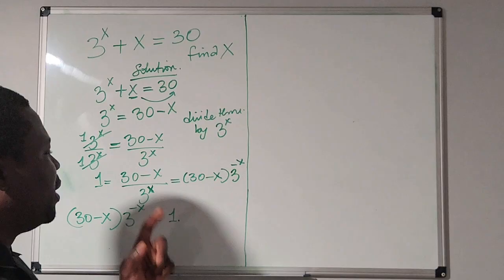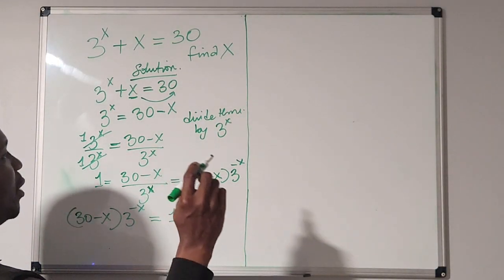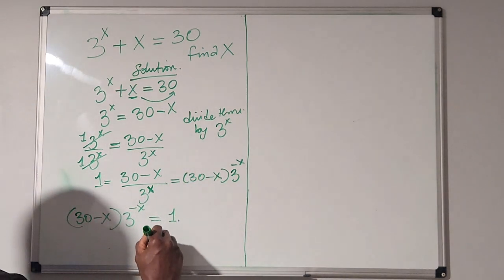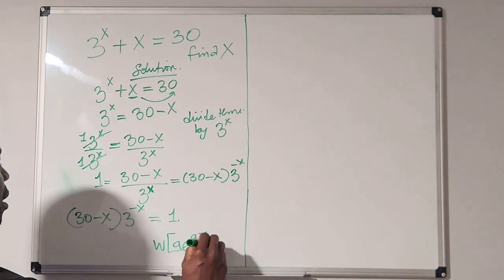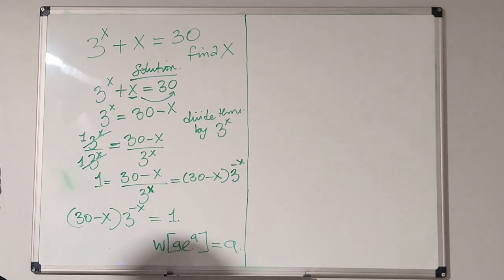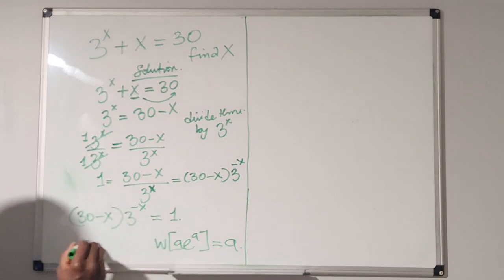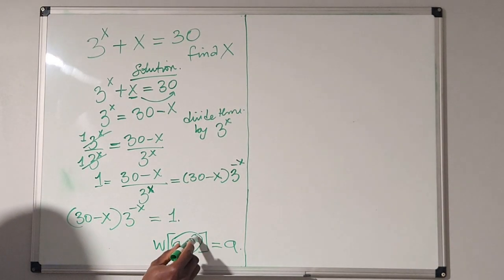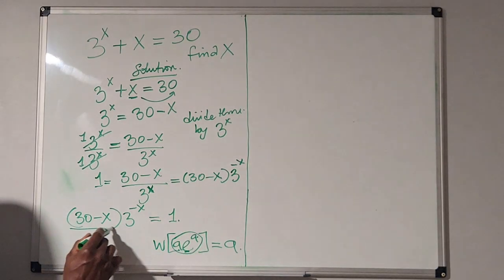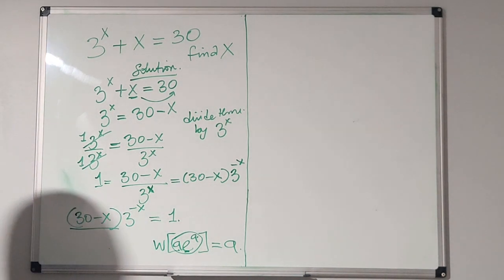Now, to be able to successfully solve this question, we need to employ the Lambert's rule. And the Lambert's rule states that W of a e raised to power a is equal to a. So now our challenge is to rewrite what we have on the left-hand side into this format. So we have a at the base, a at the power, and then we have an e. What we have here now, we have this at the base, we have just minus x, and we have a 3 instead of an e.